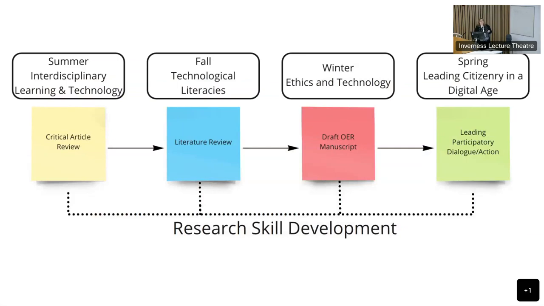pedagogical practice. So getting back to the graduate certificate, they take a summer interdisciplinary learning and technology course, and the focus is on completing a critical article review, and I will definitely suggest the social annotation as an opportunity there. Their fall technological literacies course, their focus is on a literature review. And then they got me, and they take the winter ethics and technology course. And at that point in time, there was no textbook. So it was a great opportunity to create our own textbook anyway. And they created their draft OER manuscript, their chapter. And then in spring, they take a leading citizenry in digital age course. And they actually take their idea and figure out how they put it into practice from a leadership perspective.